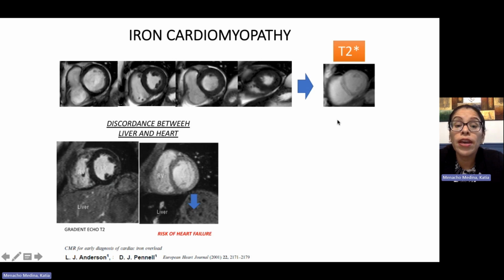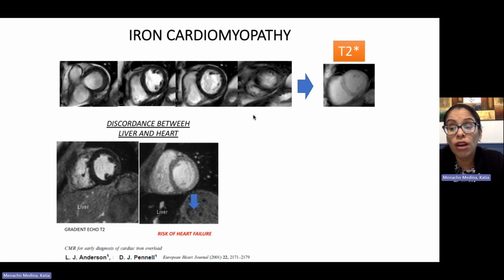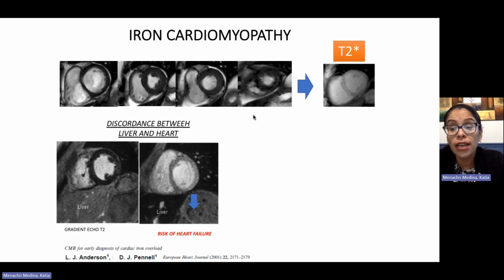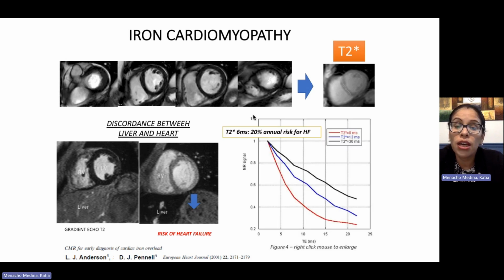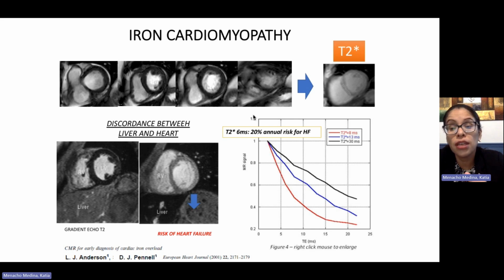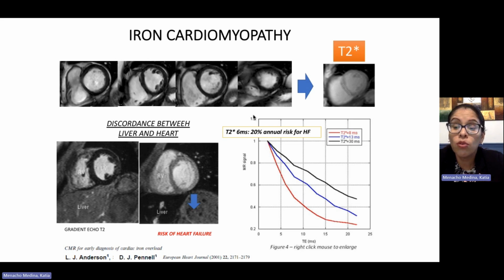It's an old sequence, available in most scanners of different brands, but the problem is that the deposition of iron in the heart doesn't follow our rule. It's not that the liver comes first and then the heart, or the opposite. And the problem is that the more iron deposition in the heart, the higher the risk of mortality with heart failure or arrhythmias.